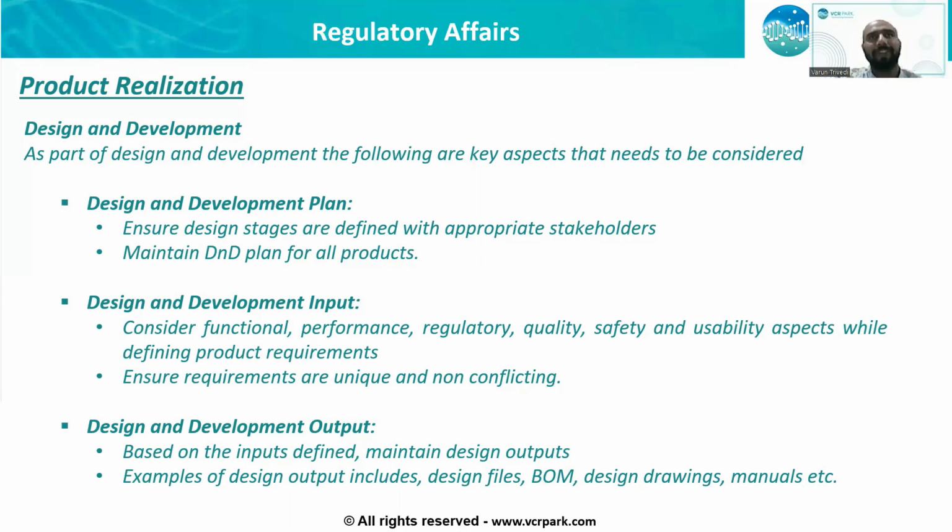We need to ensure that when we are defining these requirements for the product, the requirements are unique and they are not conflicting in nature. One requirement might say something, the other should not conflict that. From the requirements, multiple outputs might be generated. These outputs are part of your overall design files. These outputs may include things like bill of materials, your design drawing files, your PCB layouts, your source code itself, and all of these are supposed to be maintained as part of your design outputs.